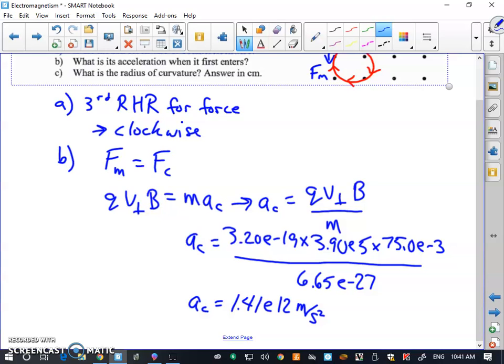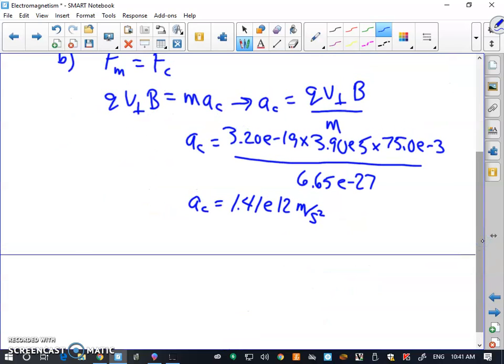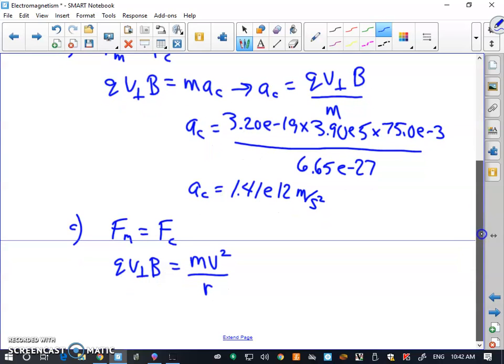All right, what's the radius of curvature? Now in part C, we can introduce something new that we've been working on, okay? But we can just substitute in a little bit more to the expression. And so this is going to be Q, V perpendicular B. Over here we've got M, V squared over R. You notice V is on both sides. Both V's are the same. And so what I can do is cancel off a power of V, and I can solve it for R.